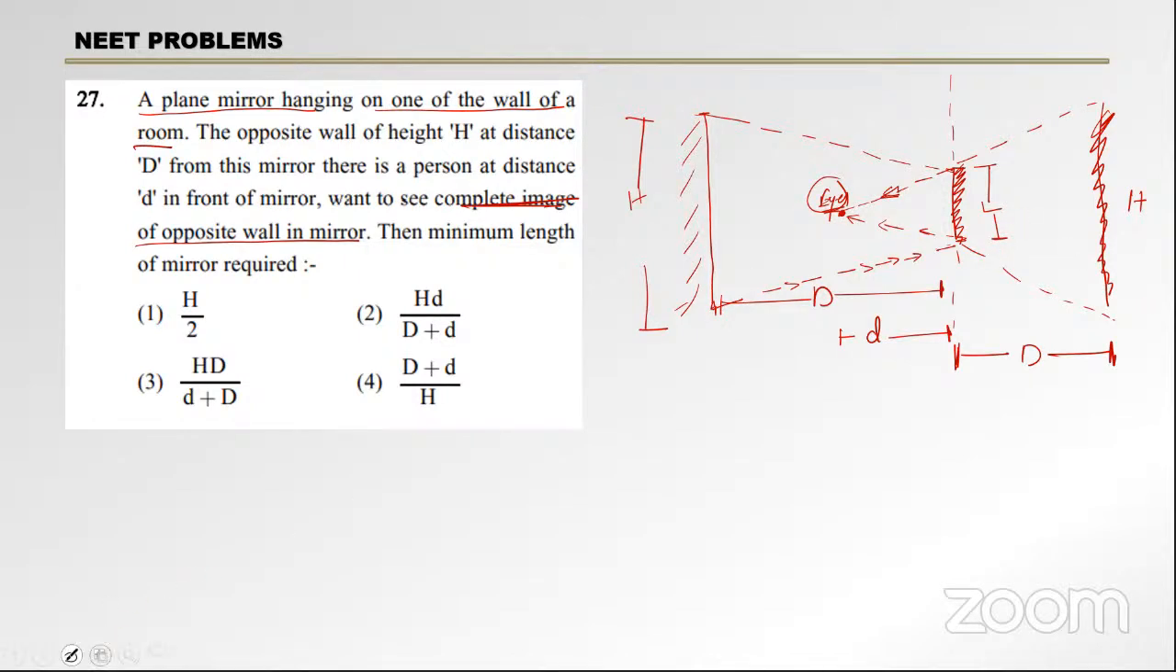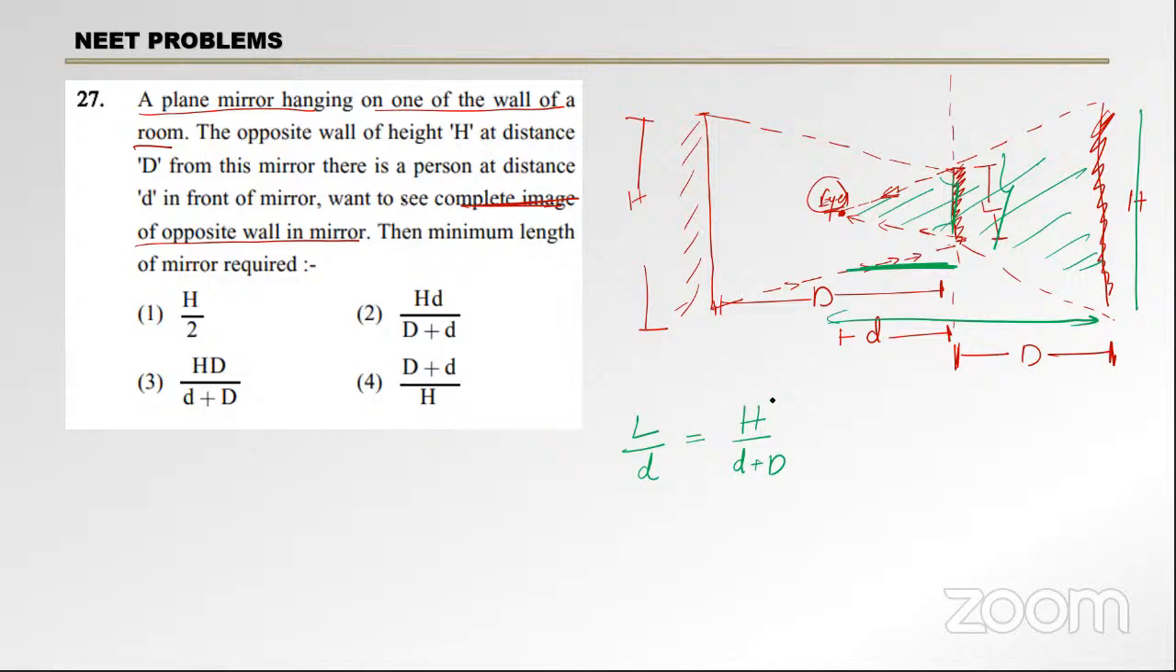Now the basic idea is using mathematics here. We will use mathematics in this big triangle, right? This mirror is parallel to the wall. So if we draw parallel lines, then these two triangles are similar. Same angles they will have, right? So we can write L by small d. This length by this length is equal to h by small d plus D. This full length by full length of the triangle, right?